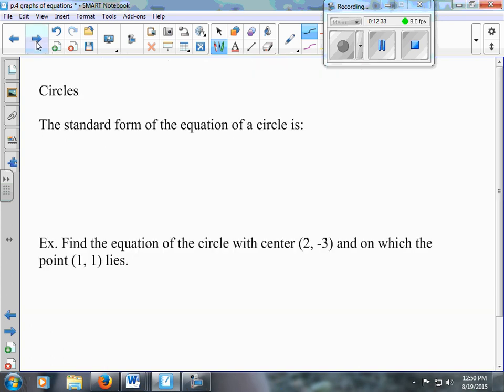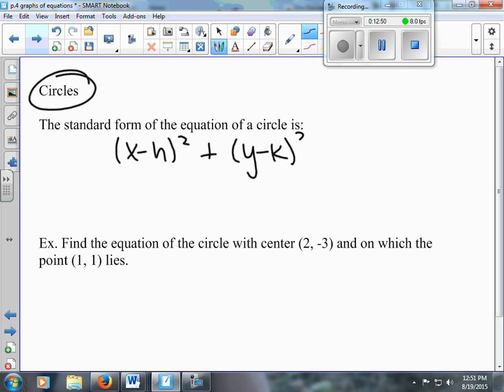All right. Last page. This is reviewing circles. Okay, so with circles, there is a standard form, and you need to have this memorized. The standard form for the equation of a circle is x minus h quantity squared plus y minus k quantity squared equals r squared. And in this formula, the h and the k, these are numbers. I know that they look like letters, but they're in place of the numbers, whatever numbers those are.